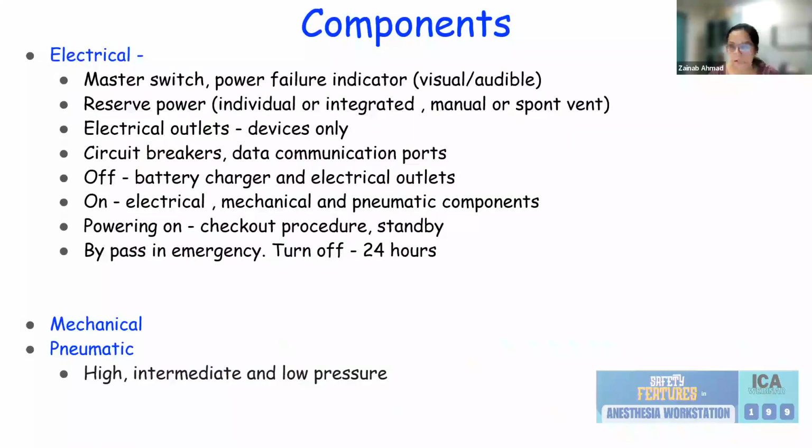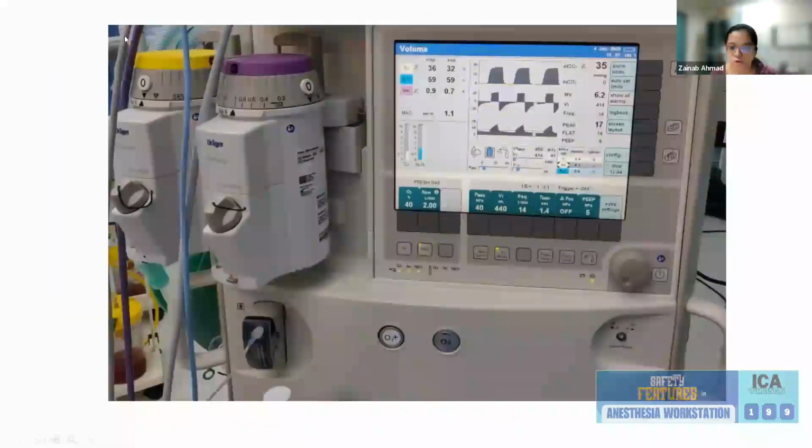So coming to the components of the anesthesia workstation. There are electrical components, mechanical components, and pneumatic components. The electrical components include the master switch and the power failure indicator. You can see in this machine, there is the master switch. This is a Drager Primus machine.